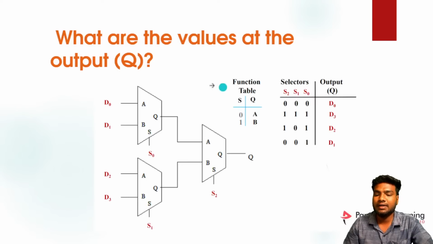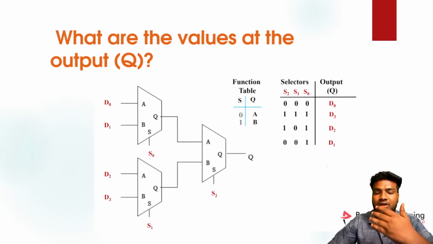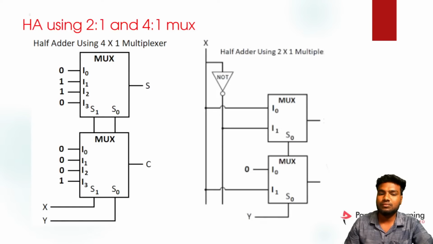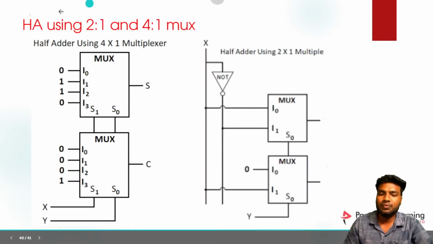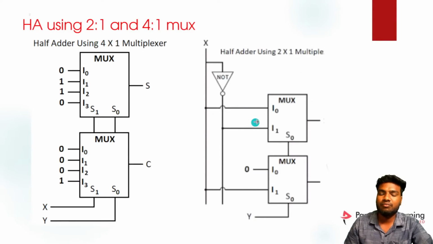mux by adding other 2x1 mux like this. So by adding the 2x1 mux in your circuit, you can make 4x1, 8x1, 16x1, and 32x1 also. By also using the 4x1 mux, you will get the 8x1 mux circuit. So this is also some mux feature.